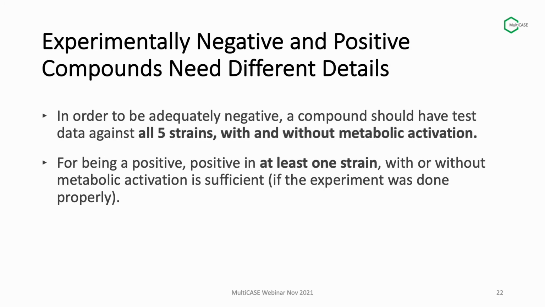Also, experimental data have different criteria for positive and negative compounds. In order to call something negative, it has to be negative in all 5 strains, with and without metabolic activation. But for being positive, the only thing needed is a positive result in at least one strain, with or without metabolic activation. So being conservative, the criteria for being positive is low, but in order to call something experimentally negative, we have to raise our bar.